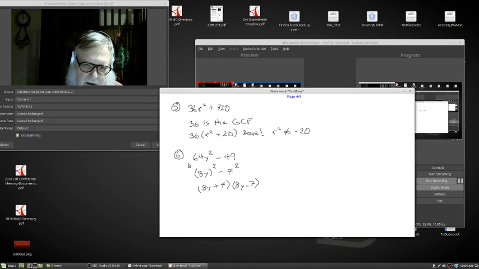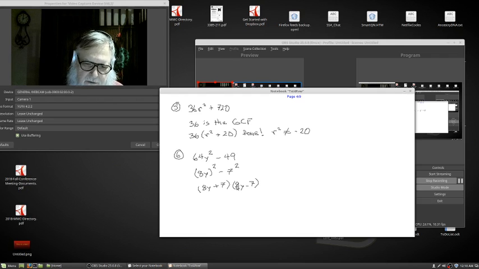Okay, our sixth one, 64y squared minus 49. 64 is 8 squared, so we could factor this as 8y squared, and then 49 is 7 squared. So we've got a difference of squares, so we want the sum of the two terms, so 8y plus 7 times the difference, 8y minus 7.